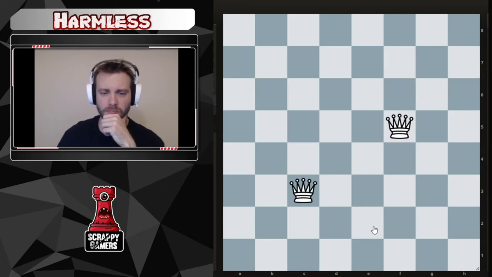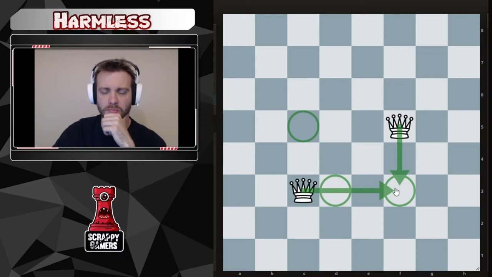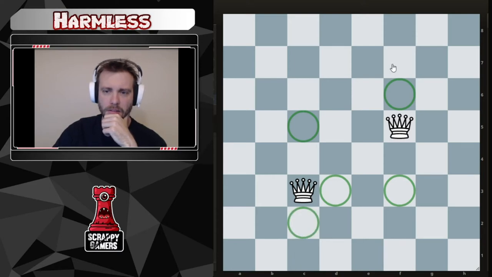Circle all the squares that these two pieces have in common or where they intersect. So this queen can move there in one move, so can this one. Draw them all. Fast as you can. No mistakes. Go again.